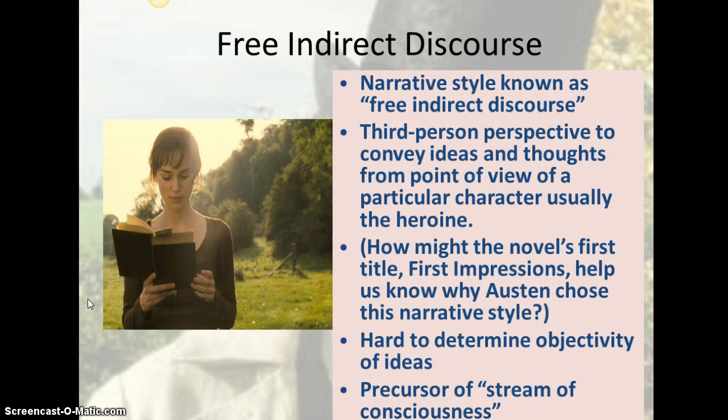As you're reading, you'll notice that Austen's narrative style is called free indirect discourse. What this means is that we have a third-person perspective to convey ideas and thoughts from a point of view, but it's of a particular character. Usually it's going to be Elizabeth Bennet, but she doesn't tell you that that's who we're seeing the perspective of. I want you to ask yourself, this novel was originally titled First Impressions. So how might seeing through Elizabeth Bennet's point of view, not being told it's her point of view, and seeing her decisions help illuminate and strengthen Austen's themes about first impressions?